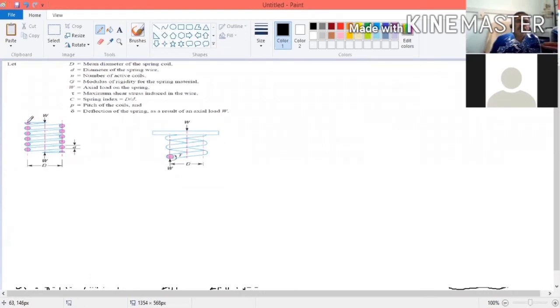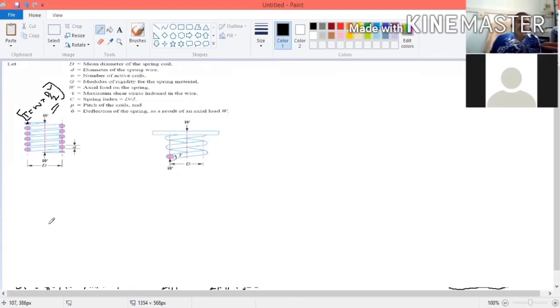Then if you calculate the torsion, the twisting moment, at this place, the torque is equal to W into radius. Radius is equal to D by 2. So this is an important thing you have to understand. When a spring is subjected to an axial load, the torsion developed in the spring is equal to W into D by 2, where capital D is the coil diameter.